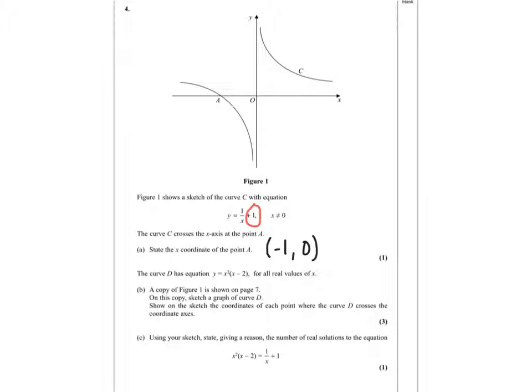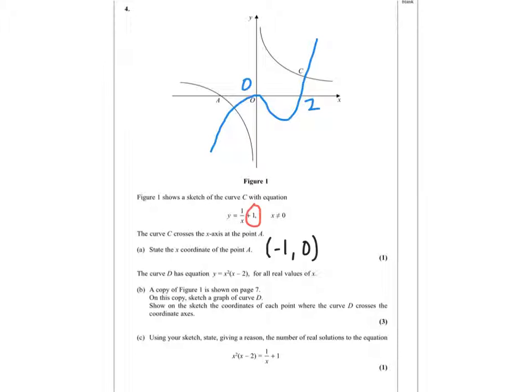Right, it says the curve D has equation y equals x squared x minus 2. So it should look something like this. It's a cubic graph. Now you should know what a cubic graph looks like. It should look something like this. I'm doing it in blue. So it touches at 0. That's where the x squared comes from. Goes down and then crosses at 2. So you need to put there, well, 0 you don't really need to put because I've already put that there.